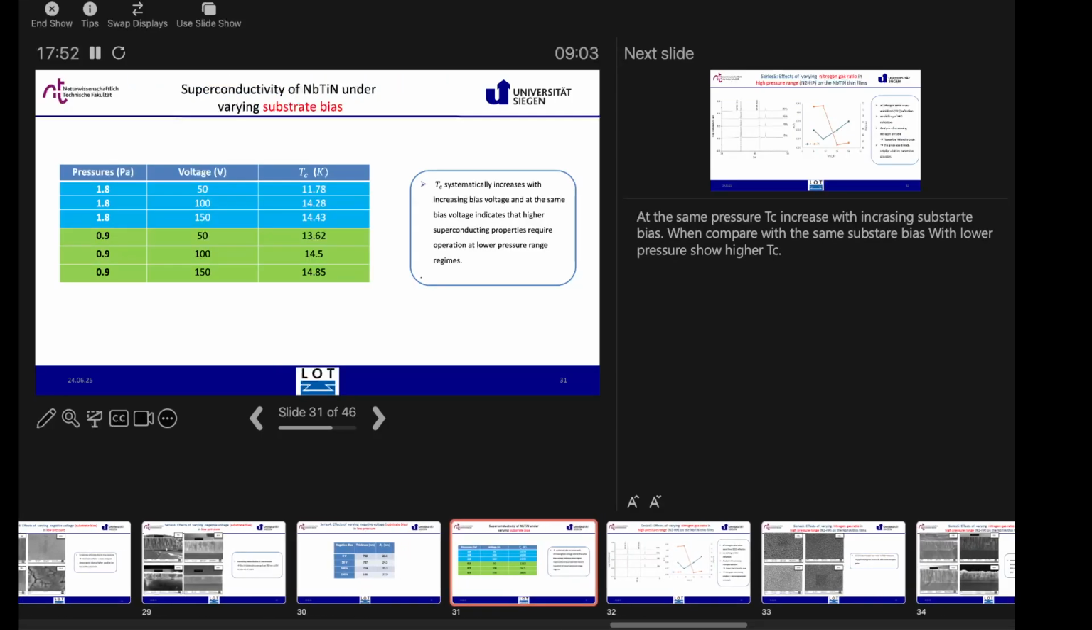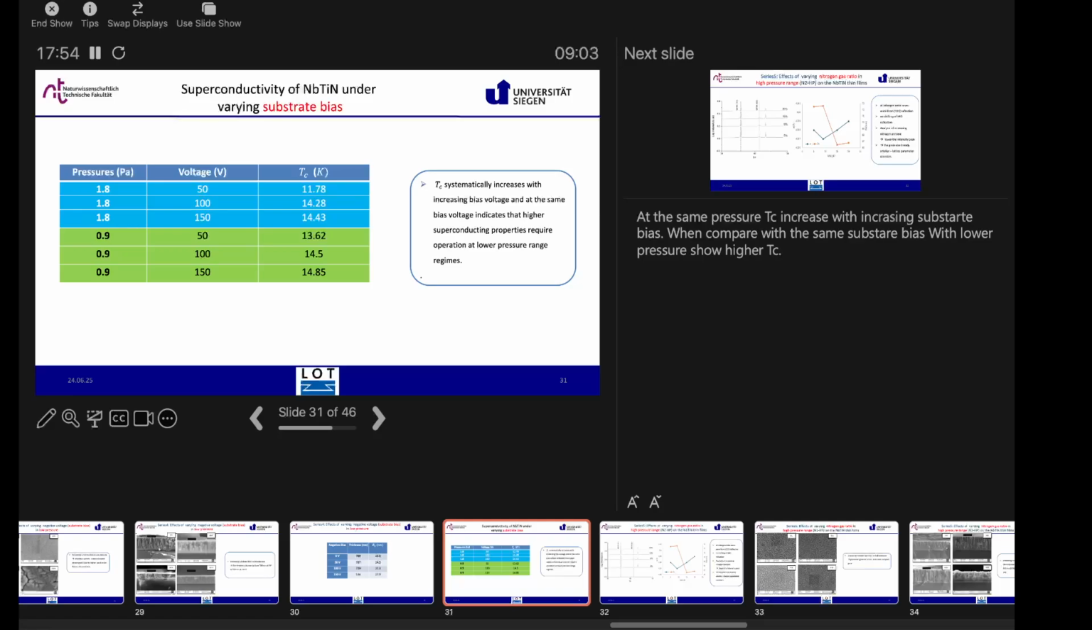Now, the superconducting activity of varying substrate bias. If we hold the pressure constant, both high and low, and adjust only the negative bias, we see that Tc increases when we increase the substrate bias. And when we hold the substrate bias constant, maybe at 50, we see that at low pressure we get higher Tc than at high pressure. That means the superconducting property requires operation at low pressure.